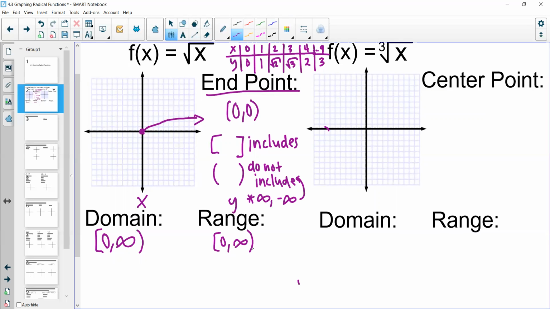Now, one cool thing I want you to notice is how this endpoint relates to our domain and range. The x value for our endpoint is the same as the lower bound for our domain, and the y value is the same as the lower bound for our range. Now, it's not always going to be the lower bound, depending on the way that our function looks. But if it looks similar to this, those will be those endpoints. It might be the upper bound or the lower bound, but the endpoint is where our function will end.